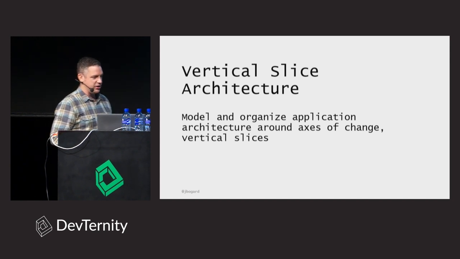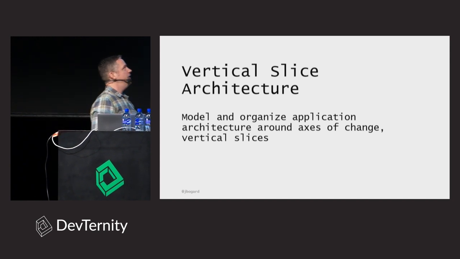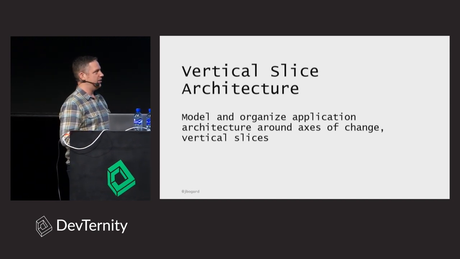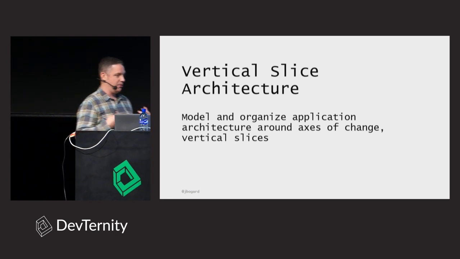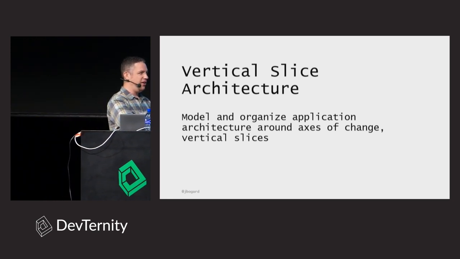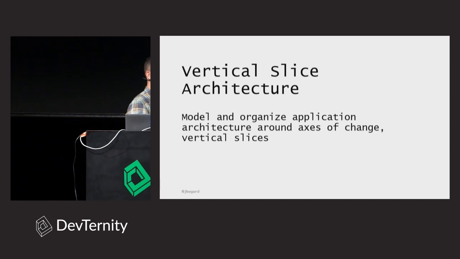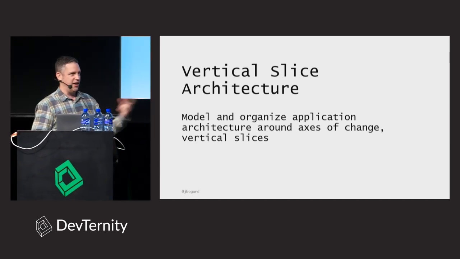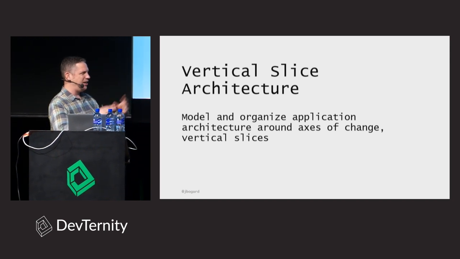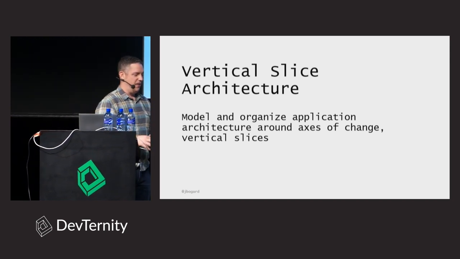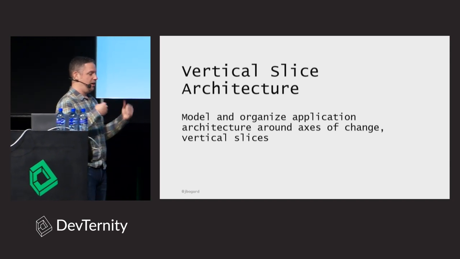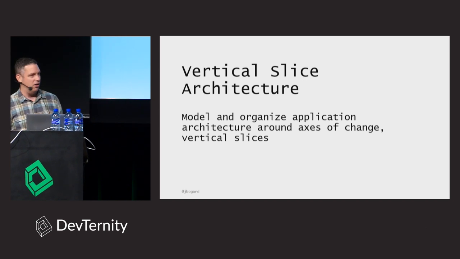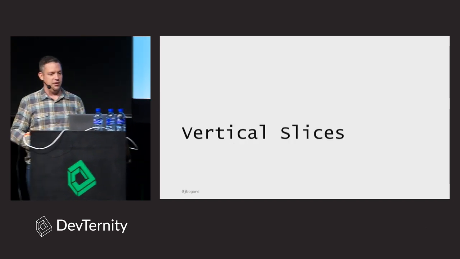In a vertical slice architecture, we model and organize the application architecture around the axes of change, or vertical slices. And this was really the breakthrough for me personally, not just the divvying up of responsibilities into specific kinds of things, like validations are here, and business logic is over there, and data access is there. It's really looking at, well, if I'm making a change to the system, wouldn't it be nice if everything related to a specific action or feature or set of functionality was all together as well? And so that's what these vertical slices became.